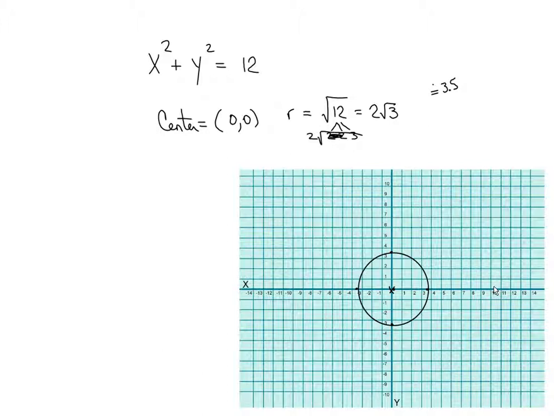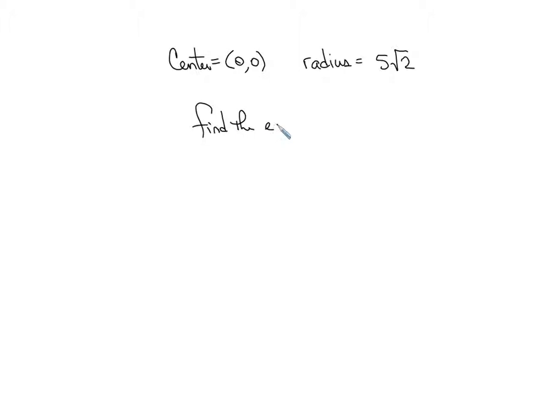So, any questions about how that works? So that's one type of problem you're going to have. Another type of problem is they could ask you to go backwards. Instead of giving you the equation and asking you for the center and radius and the graph, they could give you the center and radius or a picture of the graph and ask you to write the equation. So let's look at one of those. What happens if they tell you that the center is 0, 0 and the radius is equal to 5 square root of 2, and they tell us to find the equation?